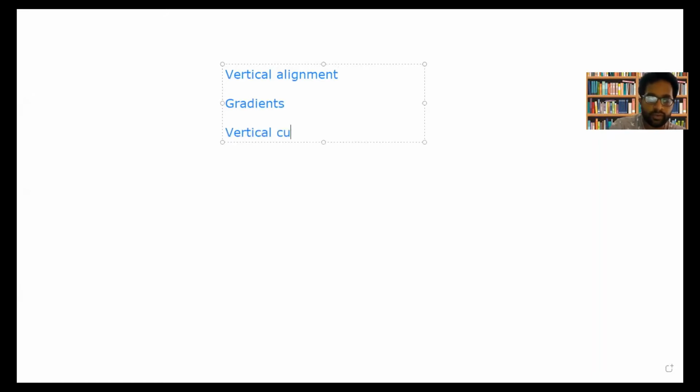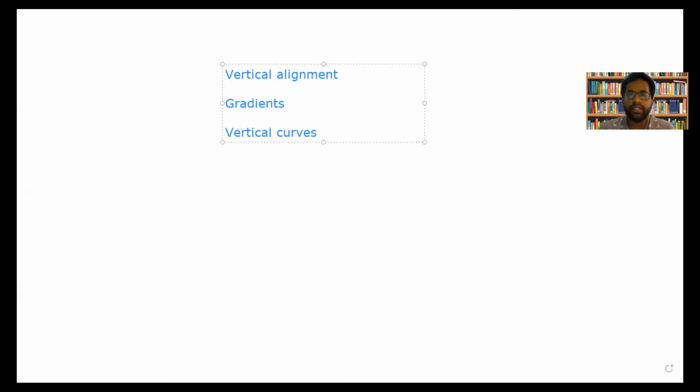You can write like this: vertical alignment, and this vertical alignment is composed of two things. One is gradients and the other one is vertical curves. So vertical curves and gradient together constitute the vertical alignment.